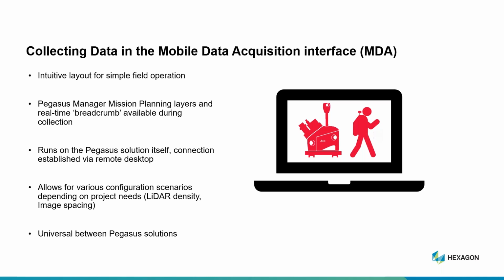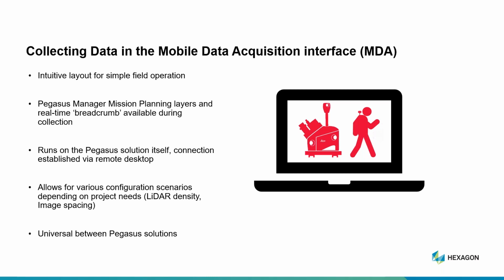So with that, we're going to start by talking about collecting data in the MDA, or the Mobile Data Acquisition Interface. So the MDA is for both the vehicle base and the wearable Pegasus solutions. The interfaces are virtually the same. There's a couple differences because of the amount of cameras and LiDAR sensors between the two systems, but it's virtually the same experience. It's very intuitive for a very simple field operation.